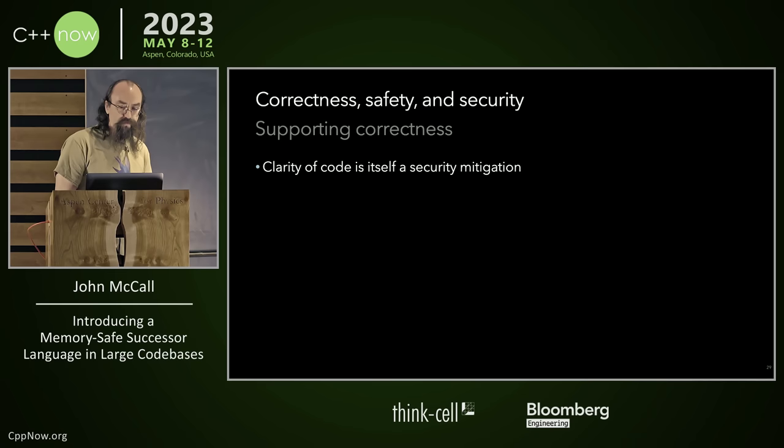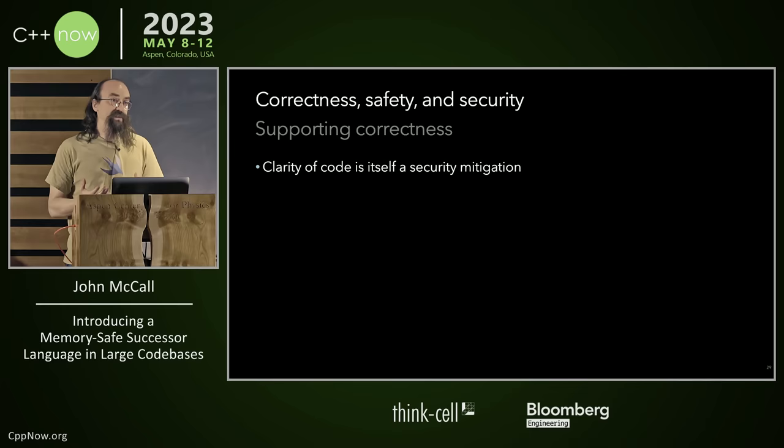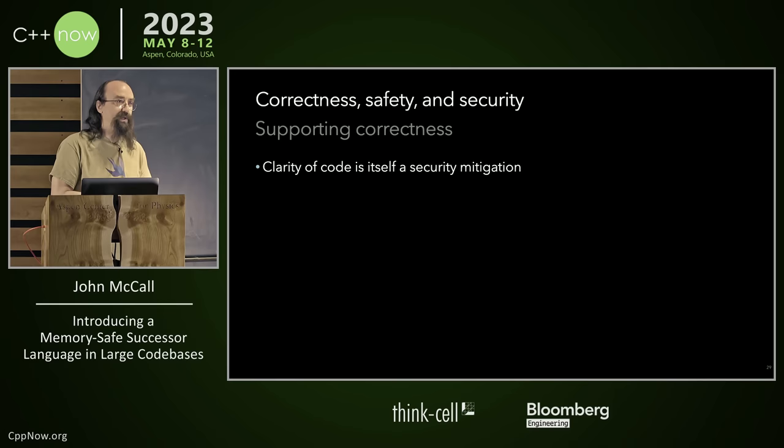How can a programming language help support correctness? The first thing I want to say is that clarity of code is so important for getting correctness. In fact, I've heard it described itself as a security mitigation. If you can look at code, read code, understand what it's supposed to be doing, and you're not distracted from that by all sorts of other stuff, that itself helps you write better code. And it helps eliminate bugs before they actually get out into the wild.